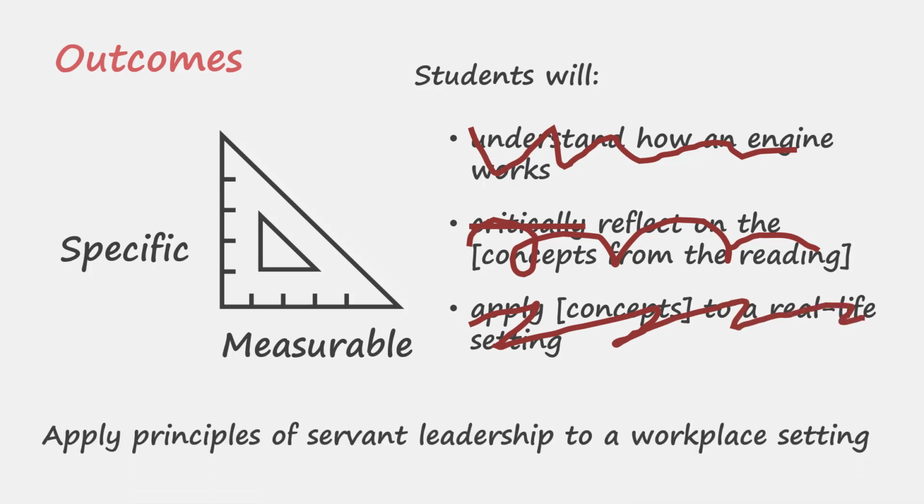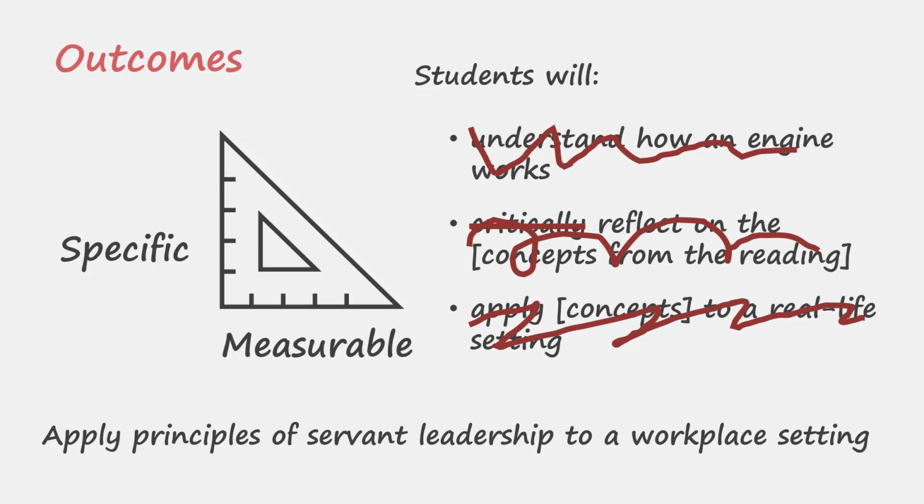So I'm going to say, let's apply principles of servant leadership to a workplace setting. And I could even specify which workplace setting. It could be perhaps a managerial role or a meeting or a certain project. But the gist is that this is a bit more specific than the previous outcomes that we've looked at, and we're using an action word, apply principles, and we're specifying which principles and we're specifying where.